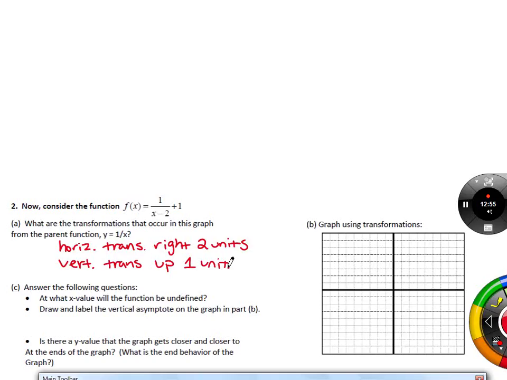At what x value will this function be undefined? Draw and label the vertical asymptote. And is there a y value that the graph gets closer and closer to at the ends of the graph? Or in other words, what is the end behavior of the graph? All right, so your graph should look like this if everything's shifted to the right 2 and up 1. So you should have something similar to this.